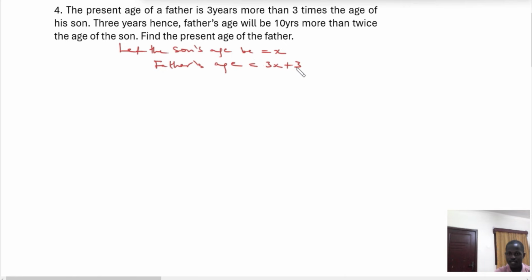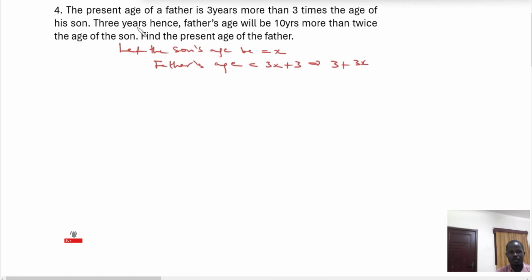The father is 3 years more than. You can also write it this way: 3 years more than, which is plus. If it was less than, you would write a negative sign. So 3 plus 3 times the age of his son, that is 3 times x. You can also write it this way, but we're going with this one.